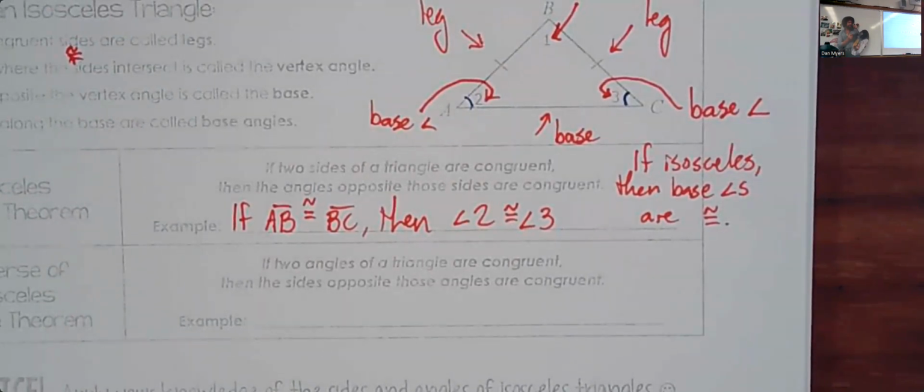So if two sides of a triangle are congruent, that means you have an isosceles triangle. So we're going to say if you have an isosceles triangle, then the angles opposite those sides are congruent. Well, the angles opposite the congruent sides in an isosceles triangle are called the base angles. So I would rather just say that. If you have an isosceles triangle, then the base angles are going to be congruent.